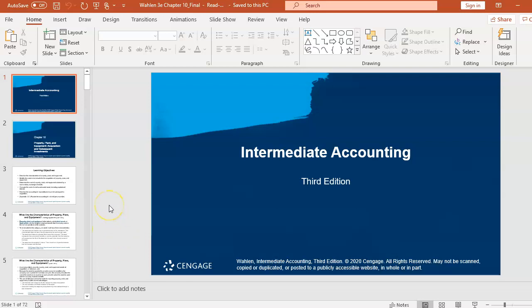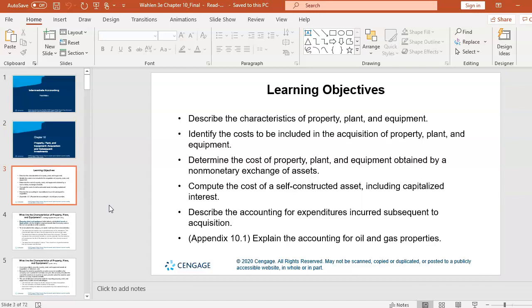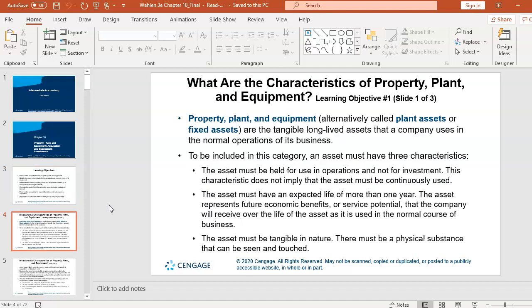Welcome to chapter 10. It's a chapter about property, plant, and equipment, which is the primary topic of the chapter. There's a few other little things we'll talk about too. It's always good to look at the learning objectives for every chapter. I'm not going to read them for you. You can read them on your own and see what they are, but I just want you to see what they are so that gives you a handle of what to expect as you begin to study the chapter.